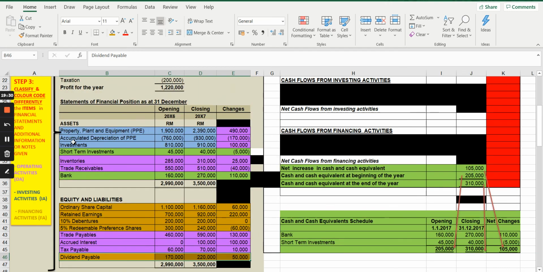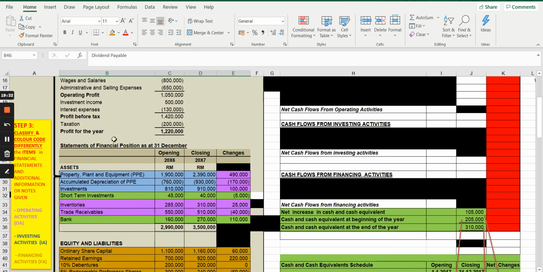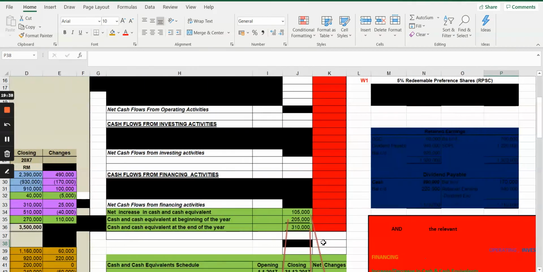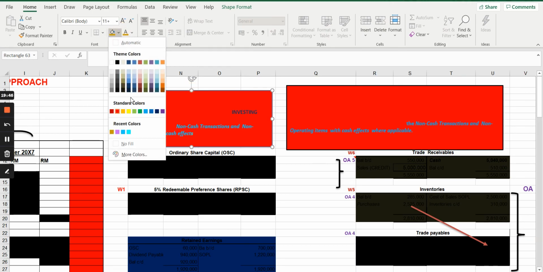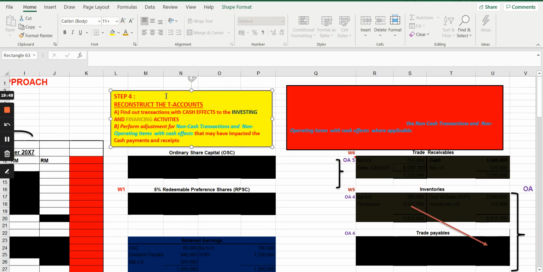Okay, after you have done that, let's do your third step. Yeah, we have done the third step. What is our fourth step? This is our fourth step. Step number 4, is I would suggest you reconstruct the T account where necessary. If the answer is directly given in the additional information, you don't have to do this.